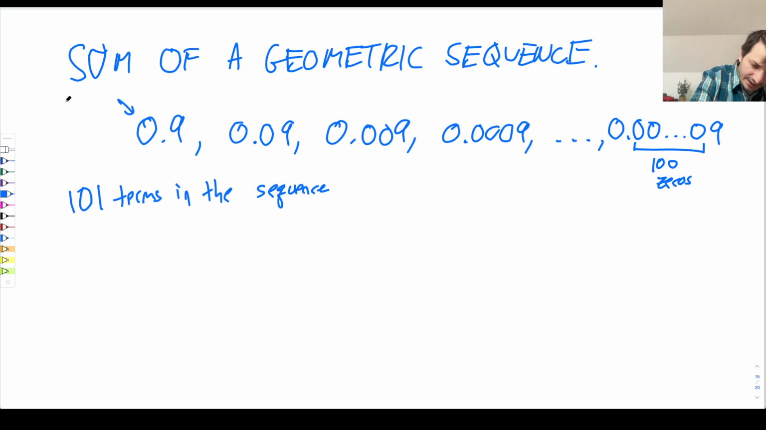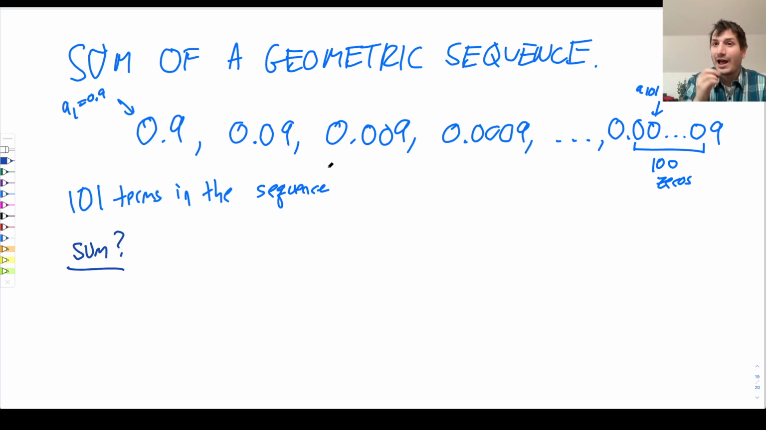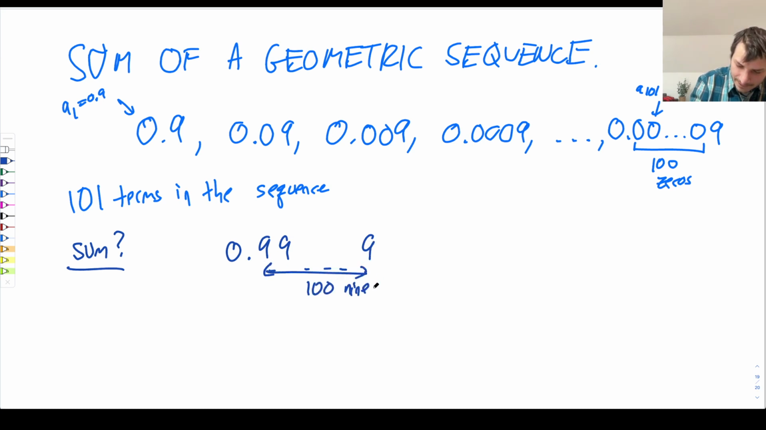So here is A1, which is 0.9, and here is A101, which is 100 zeros and then a 9. Okay. And the question is, what is the sum? Of course, by the way decimal numbers work, I can tell you what the sum is going to be. It's going to be 0.999, and there's going to be 100 nines. Because when you add 0.9 plus 0.09, you just get 2 nines, and then you add the third 9, and so on. So we know the answer already. This is going to be the answer.